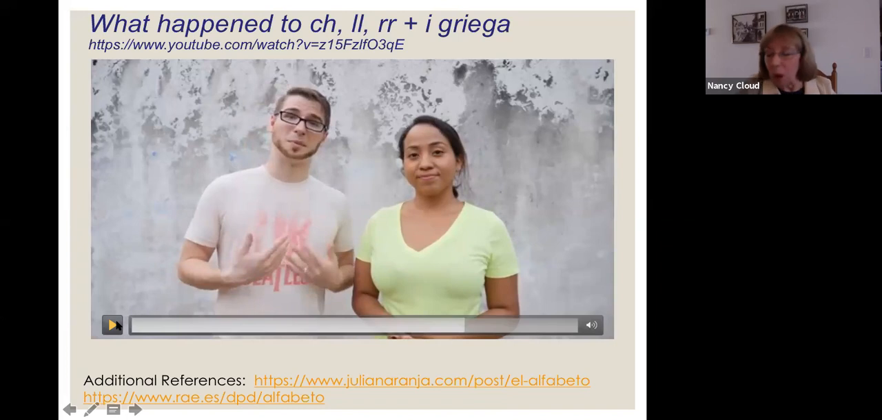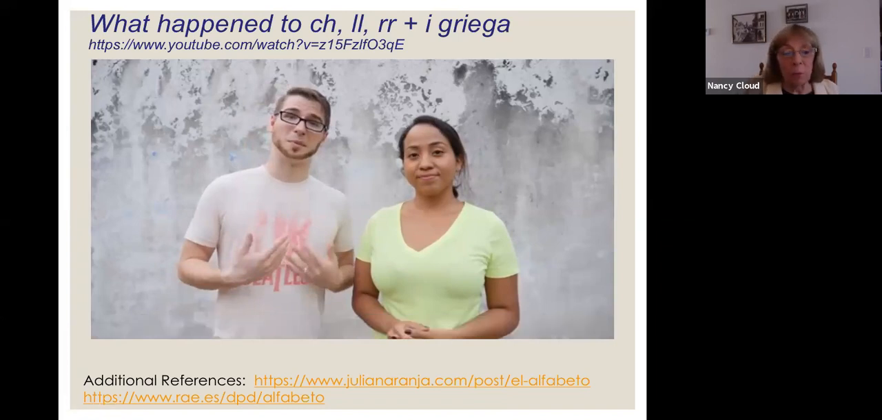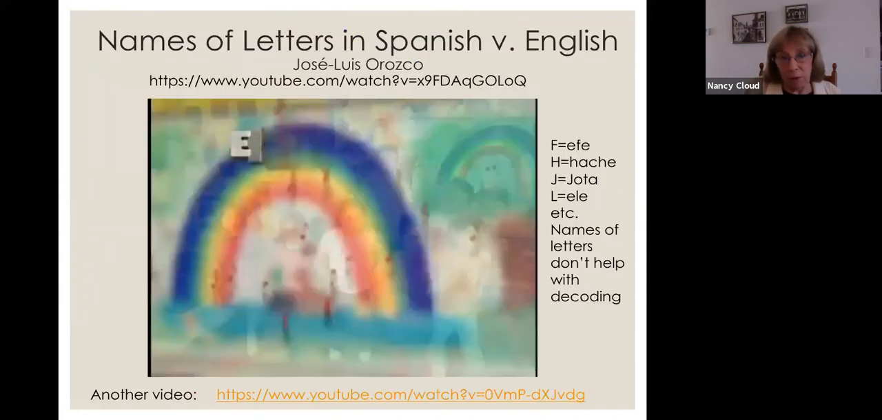Okay, so we're going to stop it there because you've gotten the main point. And at the bottom of this slide, you see another reference if you'd like to look at that. And you might wonder why I'm telling you this. Well, when you go online, if you're teaching young children or any child, and you want to play a video of the alphabet, many of those songs include che and elle and erre as if they are letters because they were at one point. And so you need to be careful.